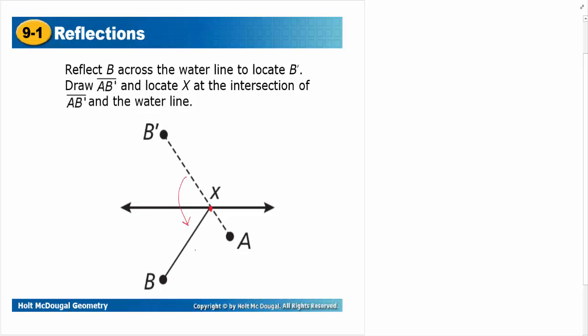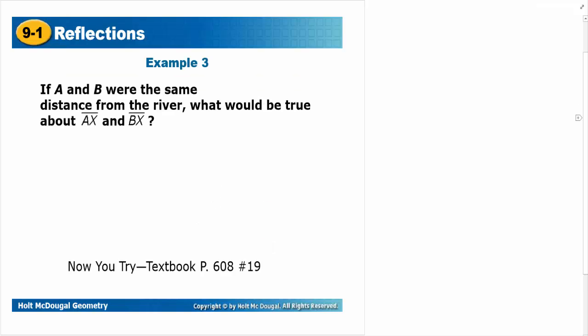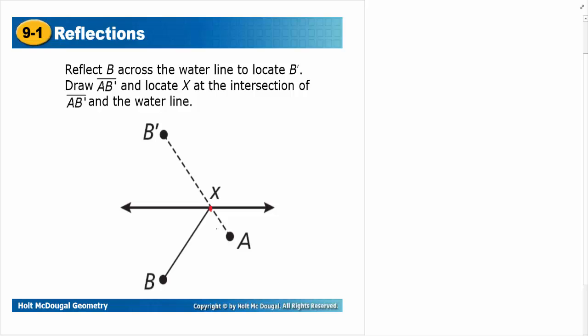So we have AX and we have BX. So if it's the same distance, right now what they have drawn is that BX and AX aren't the same length, but if you look back here, what they're saying is if A and B were the same distance from the river, what would be true about those segments? Well, they're not right now. If they're the same distance, you'd have to have something like this.